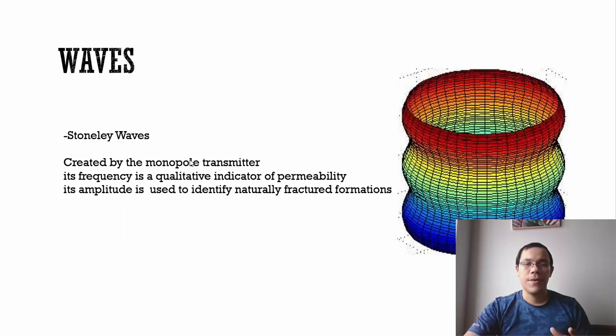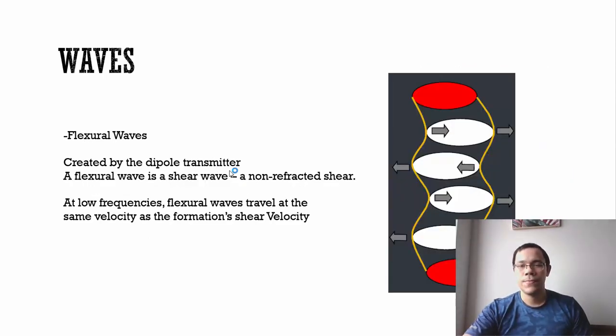Now, these are Stoneley waves, they move like that. They are created by the monopole transmitter. And why are these Stoneley waves important? Because the frequency is a qualitative indicator of permeability, and the amplitude is used to analyze naturally fractured formations.